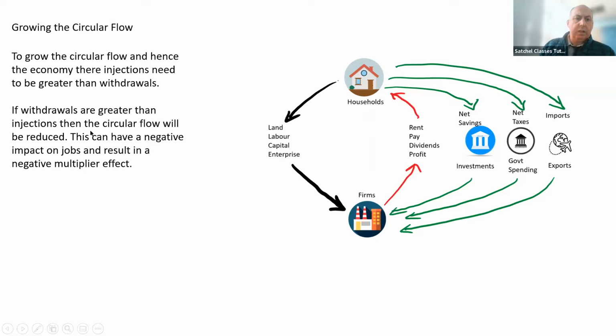So if we have withdrawals that are greater than injections, circular flow will be reduced. If it's reduced, people are spending less money, and therefore we end up with people losing their jobs because there just simply isn't the income to pay those people. And because they've lost their jobs, they can't spend money, and so on. So we have a negative multiplier effect.